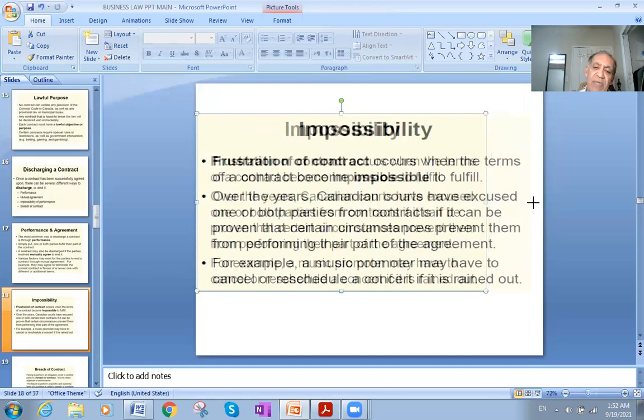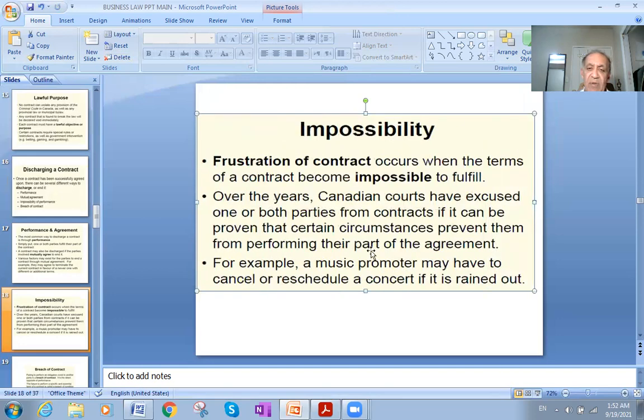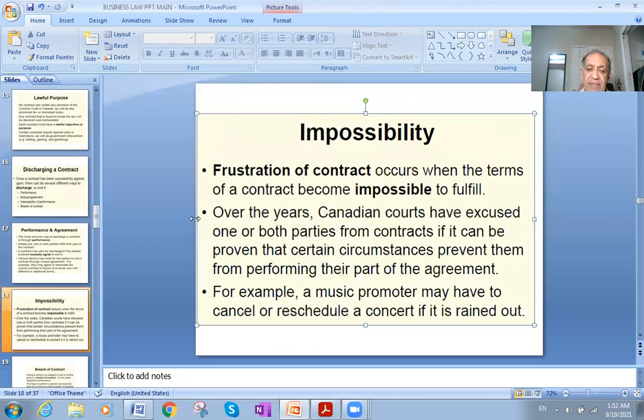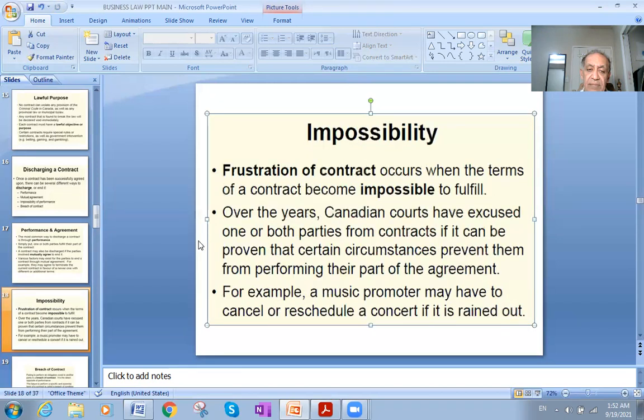So what do we mean by the word impossibility? Impossibility or frustration of a contract occurs when a term of a contract becomes impossible to fulfill. I cannot do this. It's hard. It's impossible. We cannot do what came in the contract.